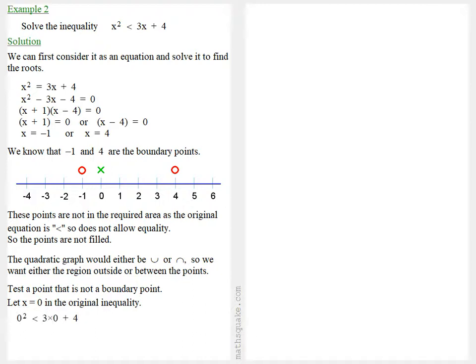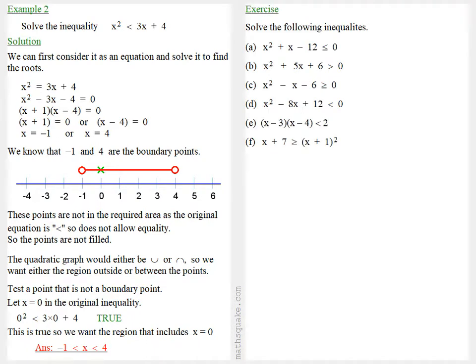This gives us 0 squared is less than 3 times 0 plus 4, or 0 is less than 4. This is true, so we want the region that includes x equals 0, which means we fill in between the 2 points. And this gives us an answer that minus 1 is less than x, which is less than 4.